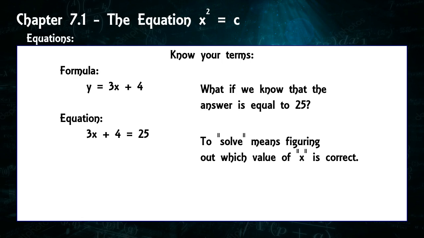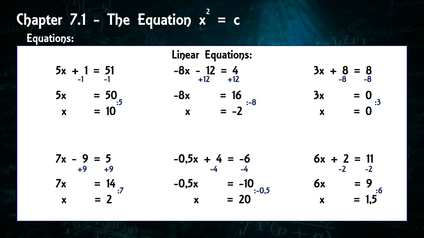In chapter 3 I told you about the balance method. 3x plus 4 is 25 means that 3x must be equal to 21. 3x is equal to 21 means that 3 times a number must be equal to 21, meaning x should be equal to 7. This was a linear equation and there are many variants possible. Here are some more equations to jog your memory.